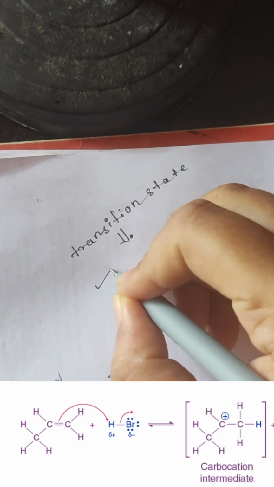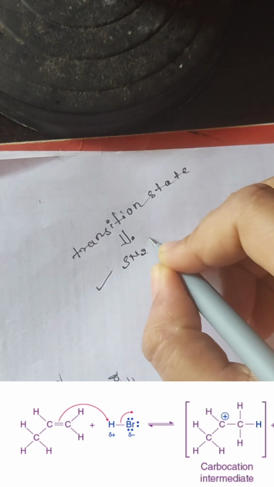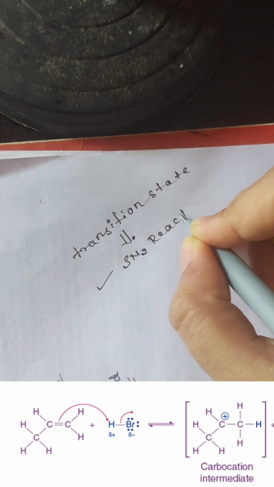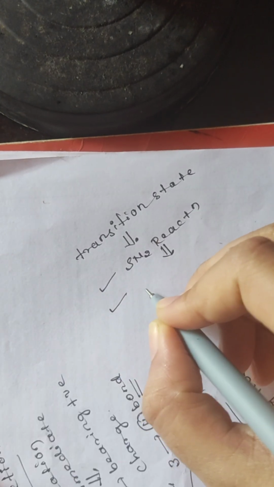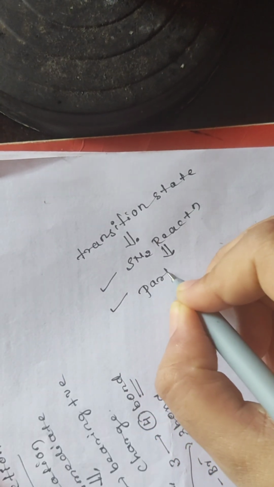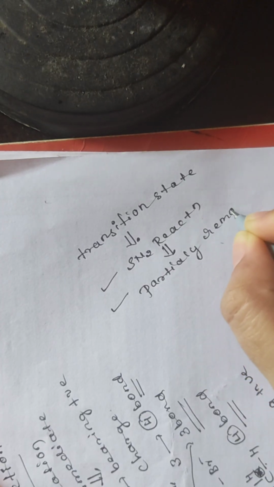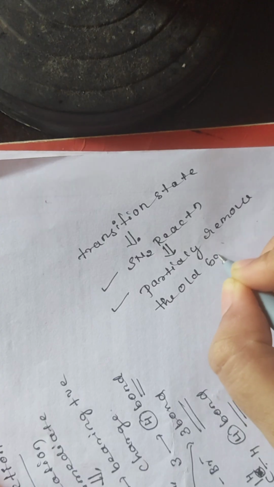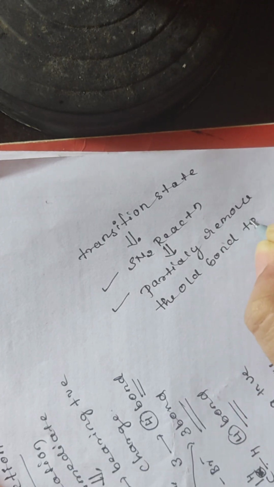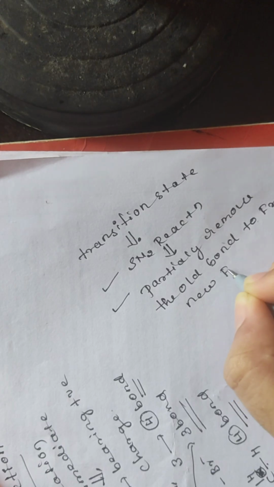Okay, now let's see the transition state concept. This term is used in the SN2 reaction. What is it? In the transition state, the carbon is attached on one side to the nucleophile and on the other side to the leaving group. What is the concept of the transition state? It is high energy. We can call it an unstable state.